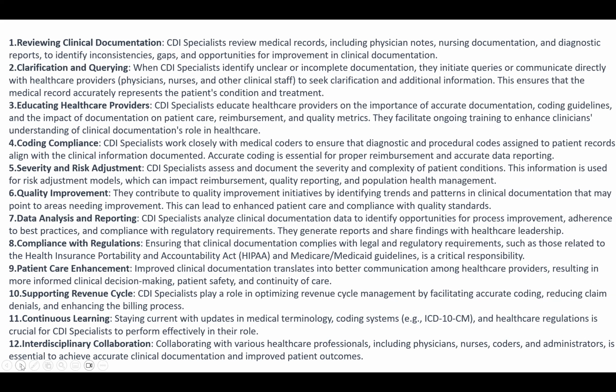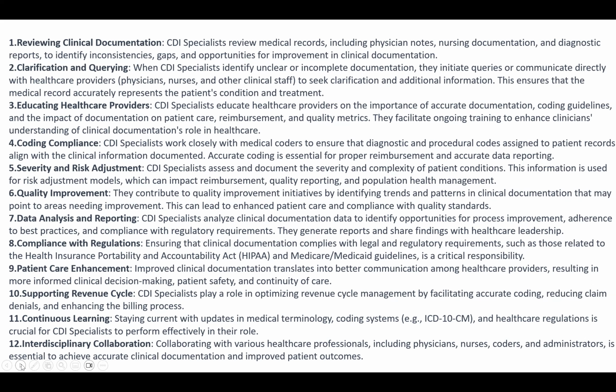Okay. Data analysis and reporting. CDI specialists analyze clinical documentation data to identify opportunities for process improvement, adherence to best practices, compliance with regulatory requirements. They may generate reports and share findings with healthcare leadership. These are called metrics. And we'll certainly delve more into metrics down the road here.